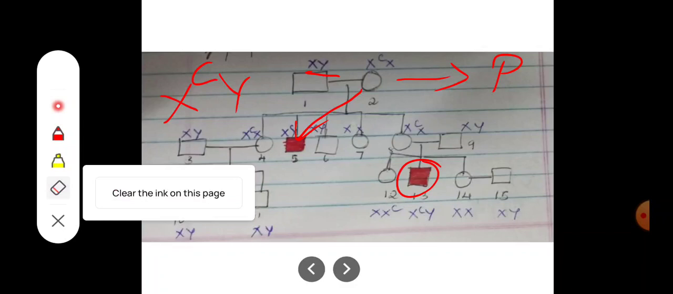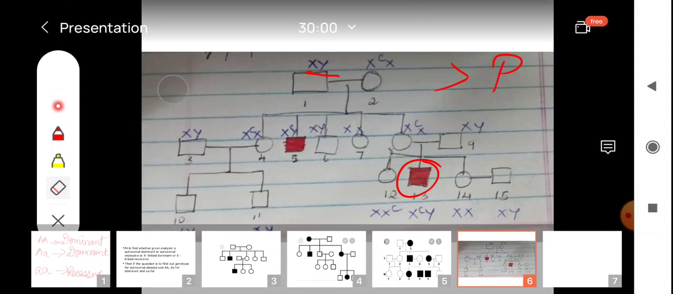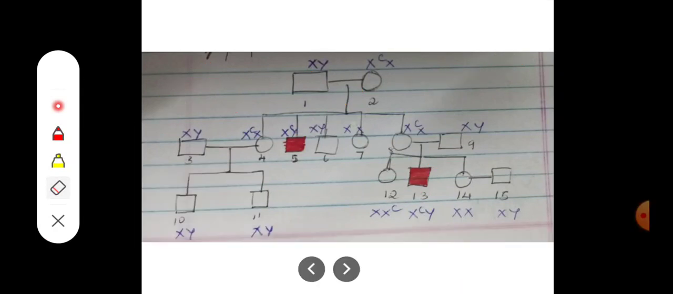Understood, children? Clear, right? So we have found the genotypes of father and mother. The father should be XY and the mother should be XcX, because she is a carrier. That is why she has passed the disease to the male child. So one of the male children's genotype, that is the diseased person's genotype, has been predicted by us. It should be XcY. Now we have to predict the genotype of the other offspring from the same parents.